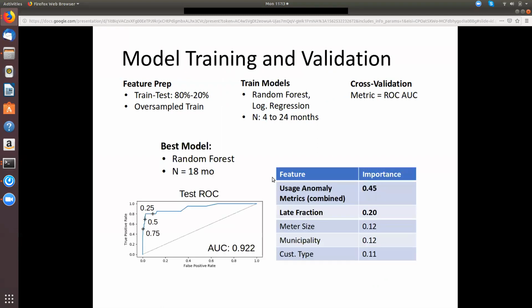The best model was random forest with a window length of 18 months. And on the test data set, we got an area under the curve for the receiver operating characteristic curve of 0.922. The most important features were these usage anomaly metrics and the fraction of late payments, although customer metadata also played a role.